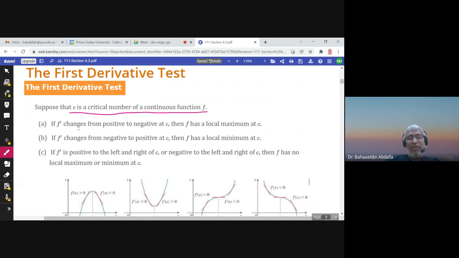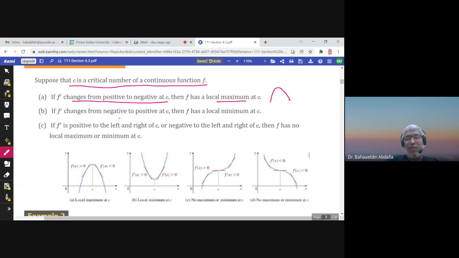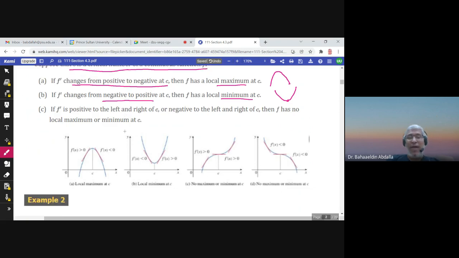If f prime changes from positive to negative at c, this means what? This means f changes from increasing to decreasing, then at c we have a local maximum. If f prime changes from negative to positive, this means f changes from decreasing to increasing, and we will have a local minimum at c. If f prime does not change sign, positive to the left and positive to the right, or negative to the left and negative to the right, then f has no local maximum or minimum at c.